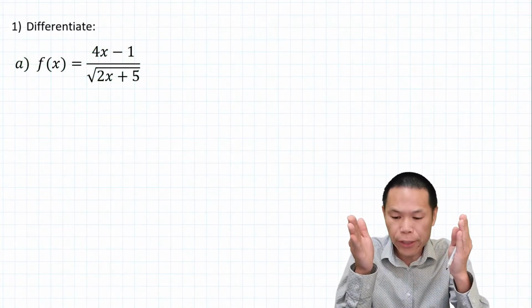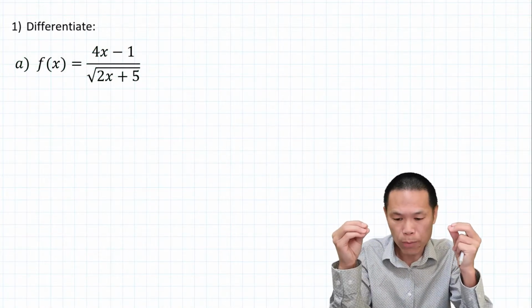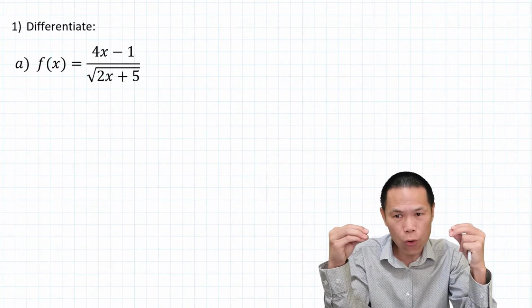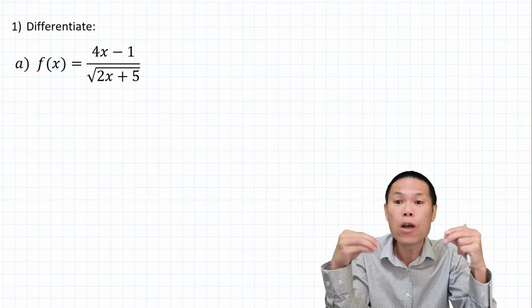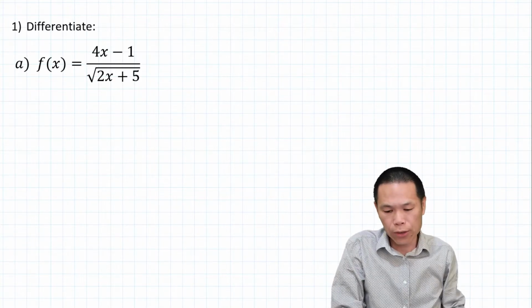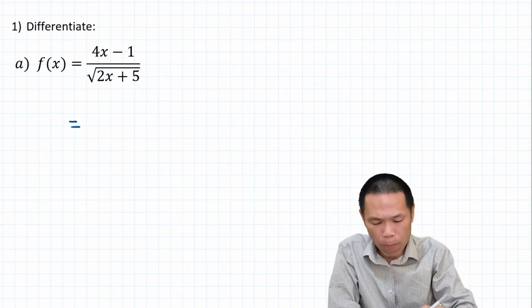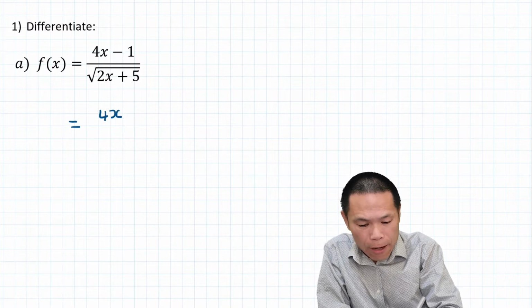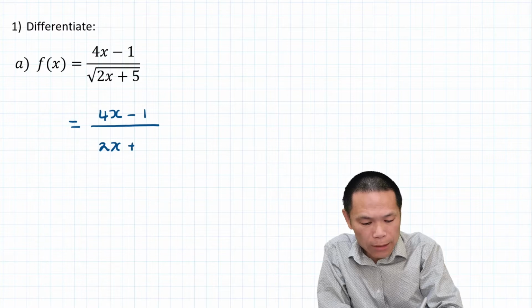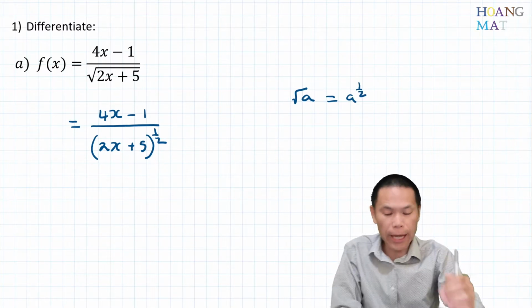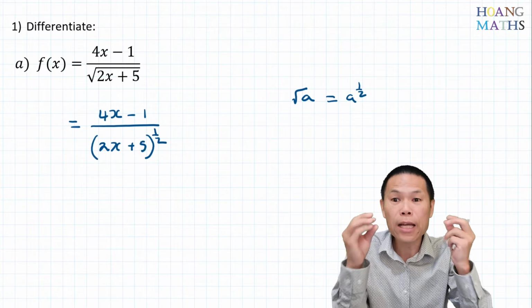To differentiate this, we need to use the quotient rule because one function is over the other function. To do this, first of all, I just write the square root form into fractional index form. So I just write equals, because I'm not doing anything, I just rewrite it in a different form. So (4x minus 1) over (2x plus 5) to the power of a half, because the square root of a is a to the power of a half. Okay, keep that in mind. So now we just start differentiating.